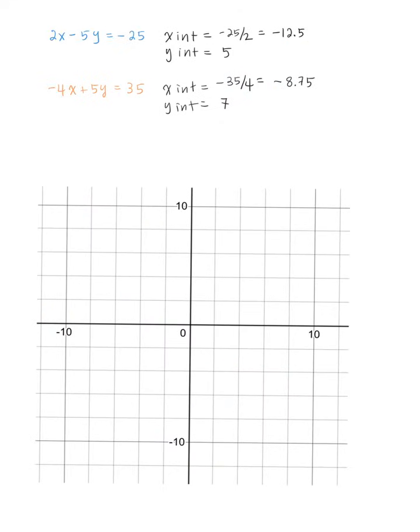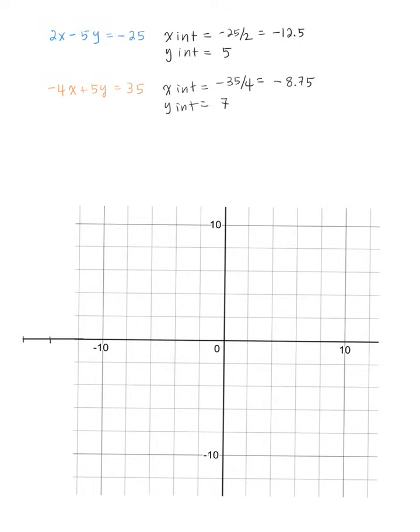All right, so I just pretty much copy and pasted what we just computed. So now what we're going to do is first graph the first equation, which is 2x minus 5y equals negative 25. So the x-intercept is negative 25 over 2, which is negative 12.5. I knew we were going to run out of room. Okay, so this is negative 11, negative 12. So the x-intercept is negative 12.5. That will be this point here.